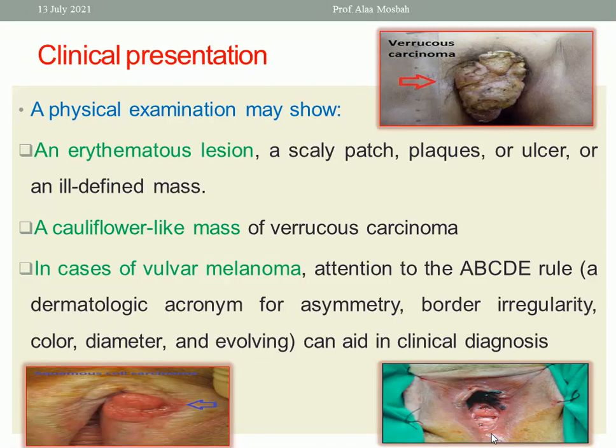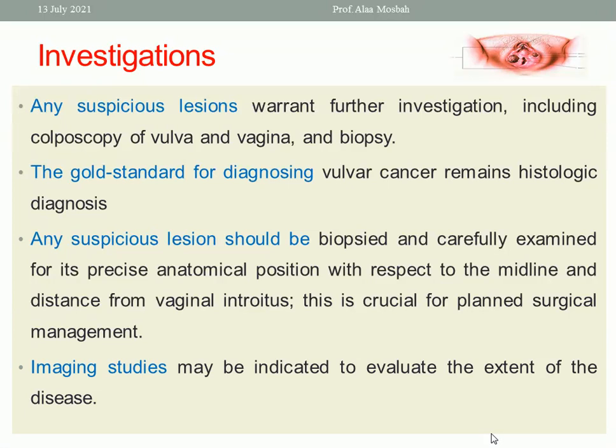What is the investigation that may be needed? Any suspicious lesions warrant further investigation, including colposcopy of the vulva and the vagina and the biopsy. Biopsy is very important because the gold standard for diagnosis of vulvar cancer remains the histologic diagnosis. Any suspicious lesion should be biopsied and carefully examined.